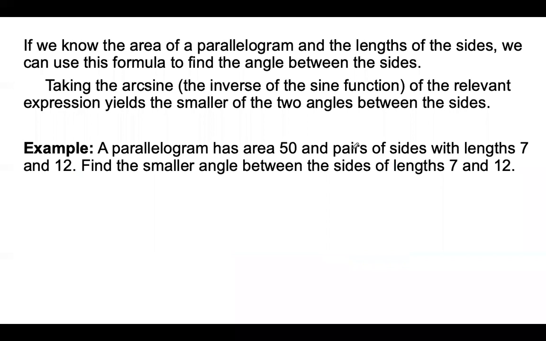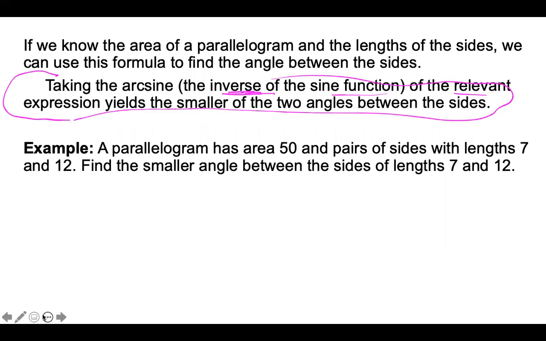So anyways, suppose, now when we take this, the side note here is that we take the arc sine, because the formula has a sine in it. So when we're taking the inverse of the sine function, the expression yields the smaller of the two angles between the two sides. And we're going to see this in an example. So let me draw this one again. So suppose we have, let me draw a sketch first.